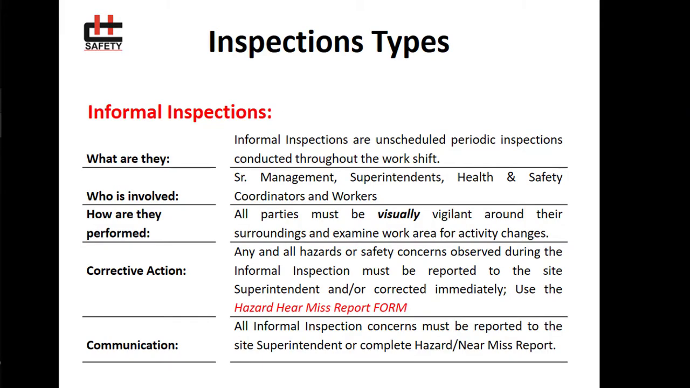Inspection types. At Harbridge and Cross, we use two types of inspections. The first is the informal inspection. What are they? Informal inspections are unscheduled periodic inspections conducted throughout the work shift.